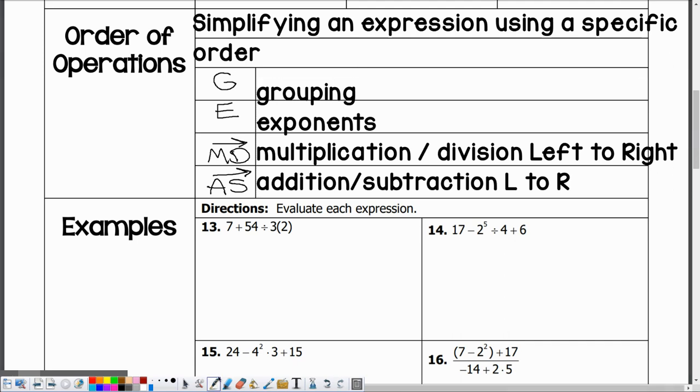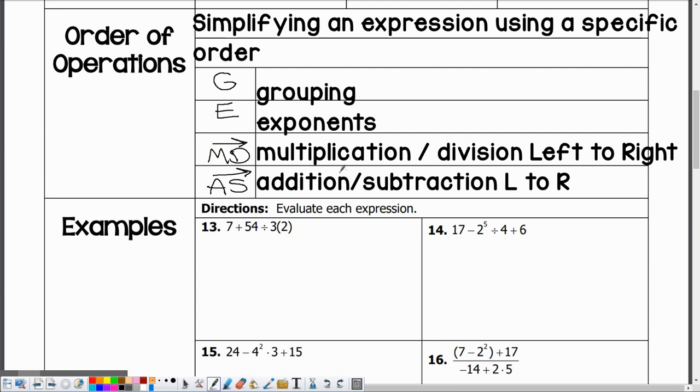So we have 7 plus 54 divided by 3 times parentheses 2. Okay, so what this is telling us to do is that we need to use our order of operations to solve this. So what we should be doing is what? Well, let's look. We have our grouping symbols, which is here. There's nothing inside the grouping symbols, so we're just going to leave that as is. Okay, our next step is exponents. There are no exponents here, so we're good.